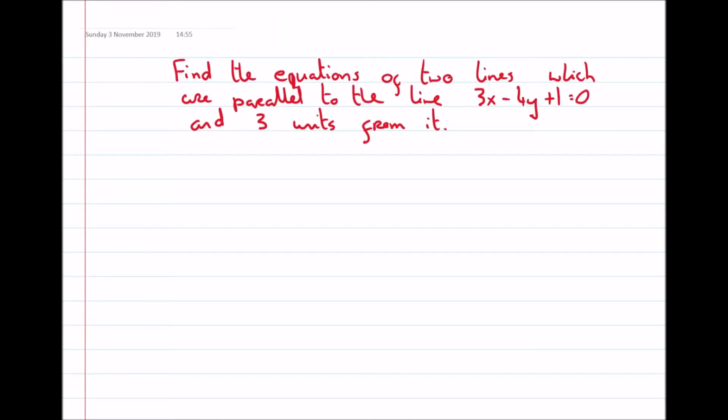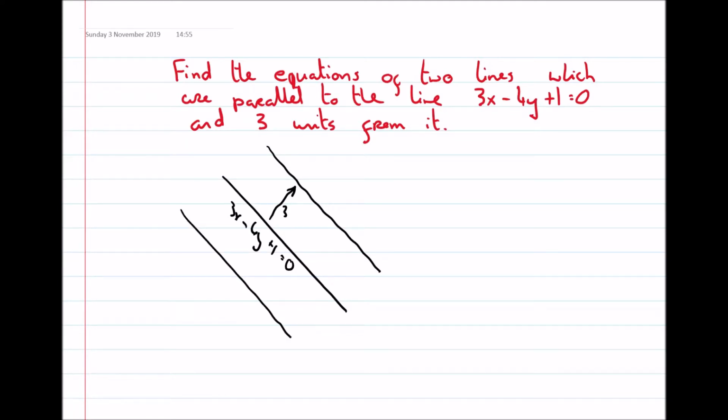Okay, next question. It says find the equation of two lines which are parallel to the line 3x minus 4y plus 1 equals 0 and are 3 units from it. We're just going to sketch that out. So here's that line, 3x minus 4y plus 1 equals 0. Now two lines parallel to that and 3 units from it. Well, that must mean the one line would be 3 units this side of it, here. The other is going to be 3 units this side of it.